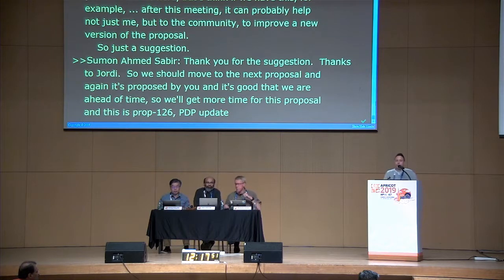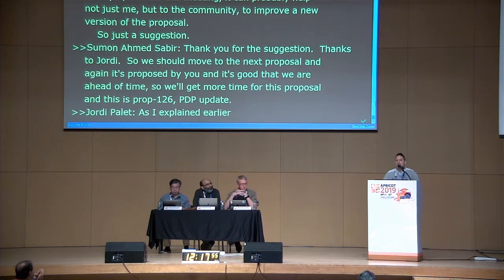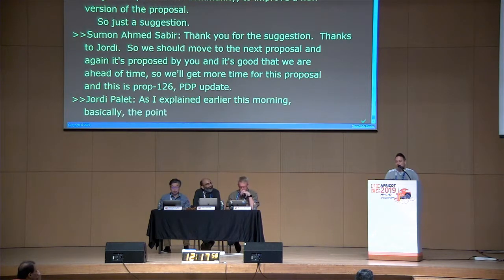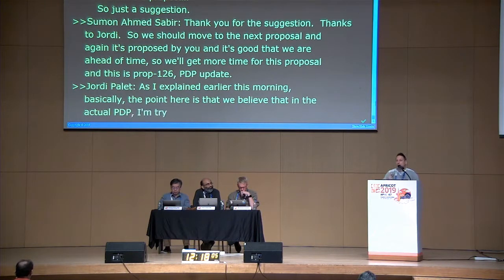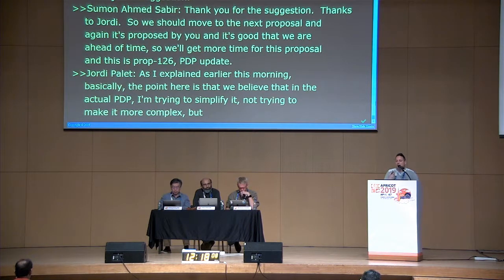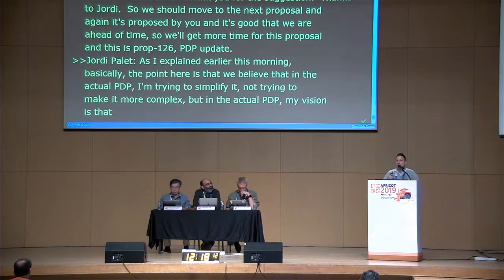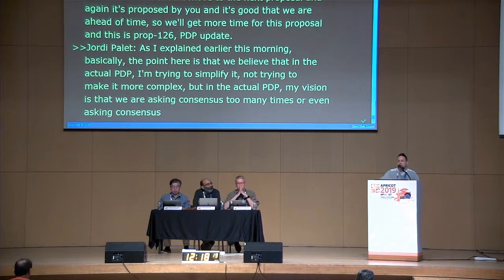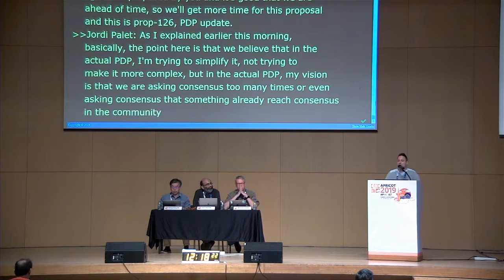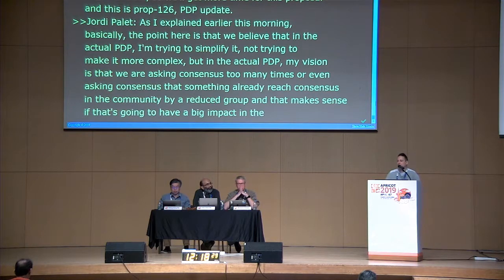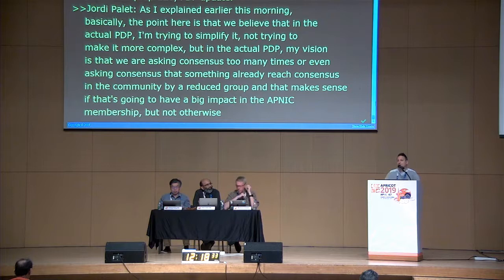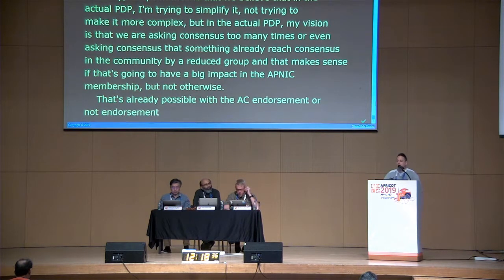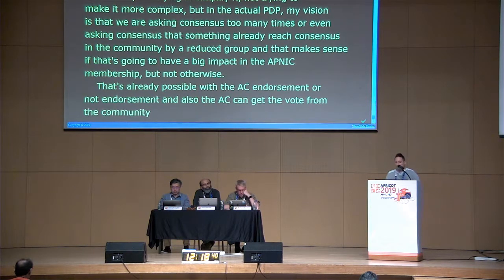Okay, so as I explained earlier this morning, basically the point here is that we believe that in the actual PDP, and I am trying to simplify it, not make it more complex, my vision is that we are asking for consensus too many times, or even asking for consensus on something that already reached consensus in the community by a reduced group. That makes sense if it is going to have a big impact on the APNIC membership, but not otherwise. And that's already possible with the AC endorsement or non-endorsement, and also the AC can get the vote from the community if they have adopted. So I think that's well covered.